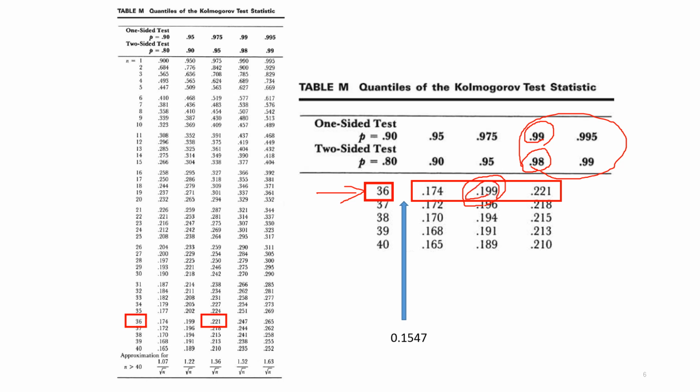But where is my value? My value is 0.1547. Where does it locate? It locates somewhere here, inside the 90%. So in that case we fail to reject the null hypothesis. What is the null hypothesis? The two probability distributions are the same. Since our value is located here, we can say this data, the 36 people's data, follows a normal distribution. That's our conclusion.